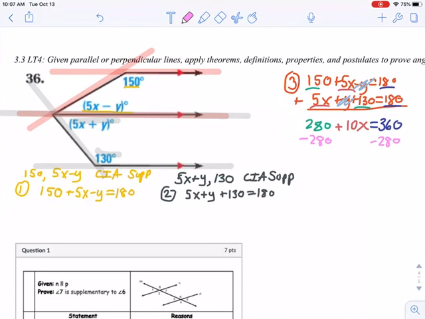I'm just going to subtract 280 from both sides, trying to get x by itself, and divide both sides by 10, and x equals 8. All right, not quite done yet. Why? It told me I need to solve for y.